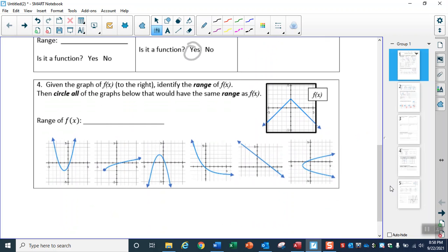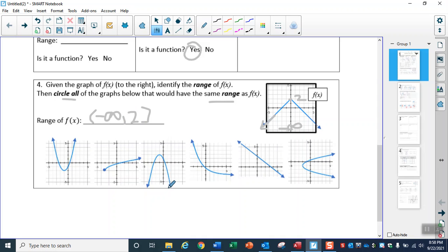Number 4. So we've got this graph, this absolute value graph here. We want the graphs, and it says circle all, that have the same range. So bottom to top, so it goes forever down, right? So that's negative infinity. To the top is right here, so it goes up to 2, right, on the y-axis. So the range is negative infinity, bottom to top, and it does include this point. This point is included, so I'll use the square bracket.